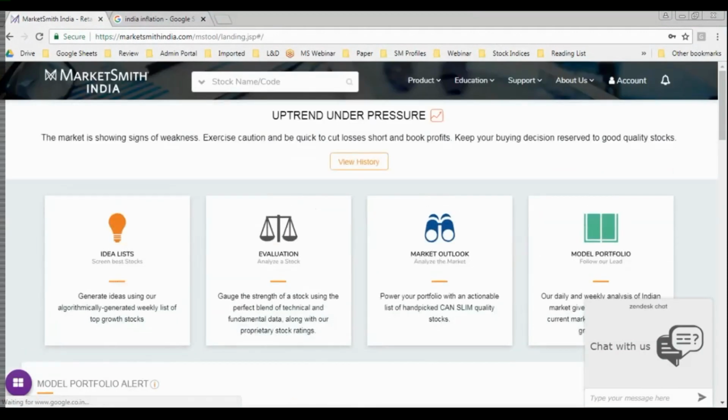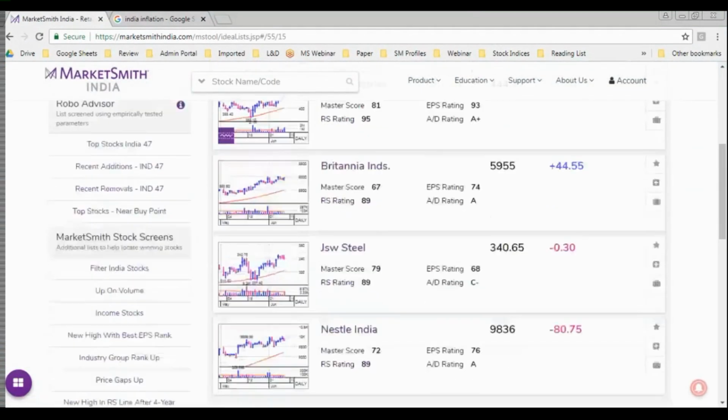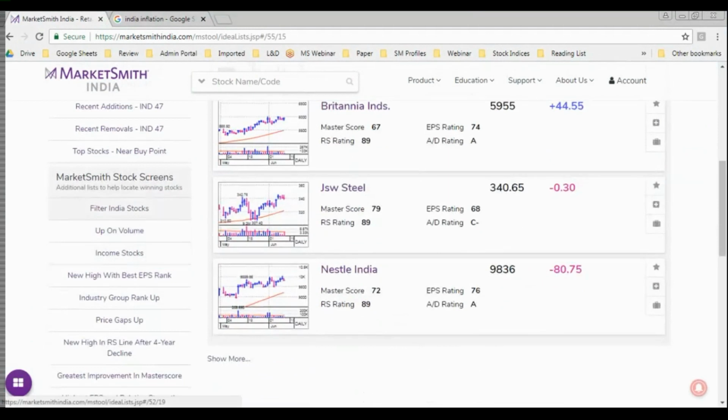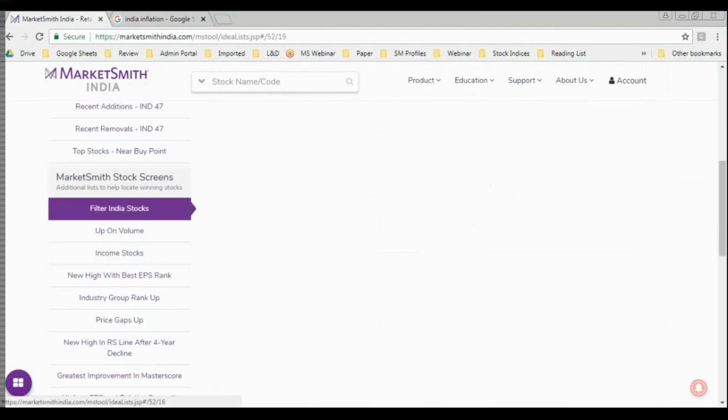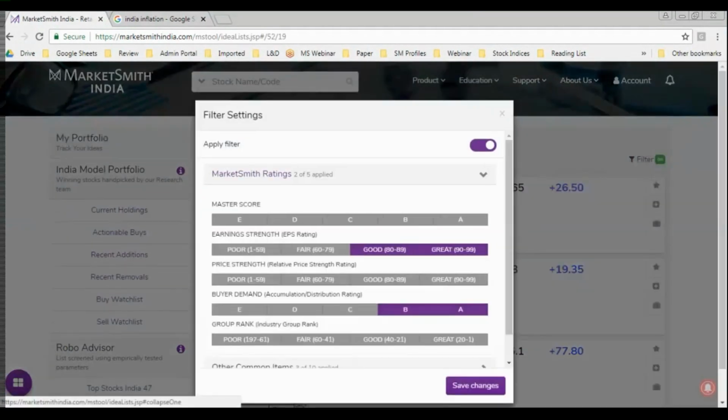All right, so this is the home screen of MarketSmith India. Now you need to go to Idea List. This is the place where you can filter stocks. So go to Filter India Stocks under MarketSmith Stock Screens. I have already applied a filter over here. Let's look at what I have done.